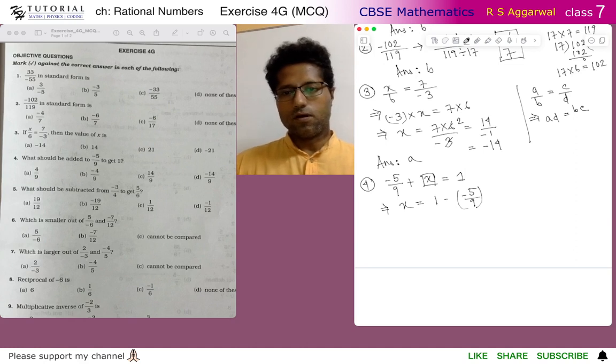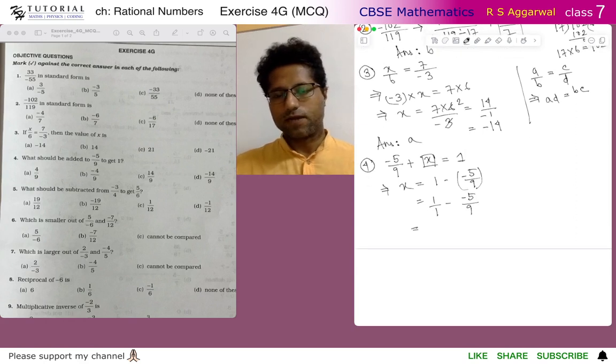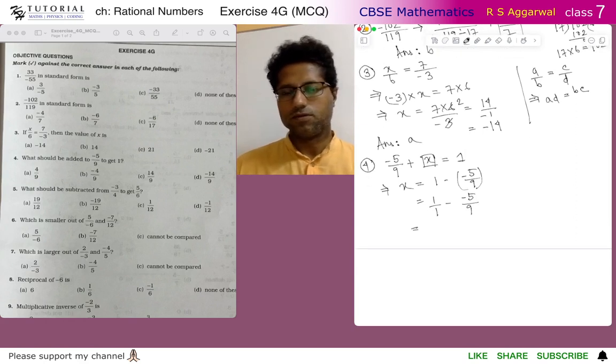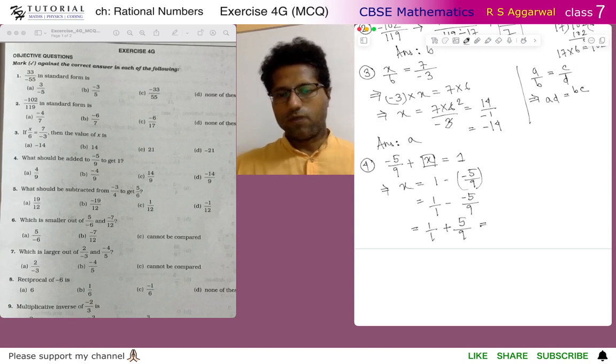So we have to do the subtraction of these two rational numbers, meaning 1 is 1 by 1 minus 5 by 9. When we subtract, a rational number is equivalent to adding its additive inverse. So this is plus the additive inverse of minus 5 by 9, that is 5 by 9. Now we have to add these two rational numbers. The denominators are different, so we have to convert them to equivalent rational numbers with a common denominator, the LCM of 1 and 9, which will be 9.